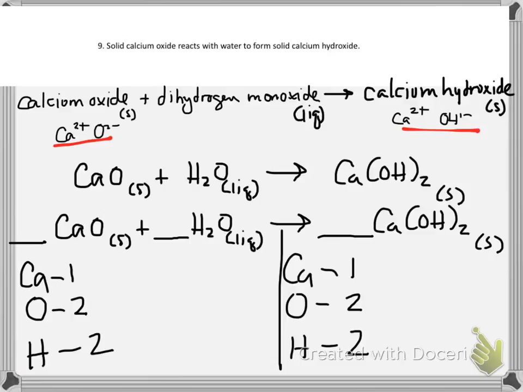But you should designate one as your formula equation and one as your balanced chemical equation. But we don't have to do anything. It is already balanced, and sometimes that happens.